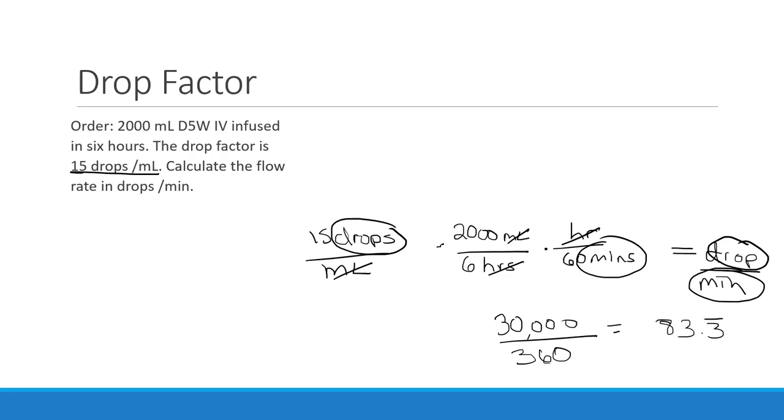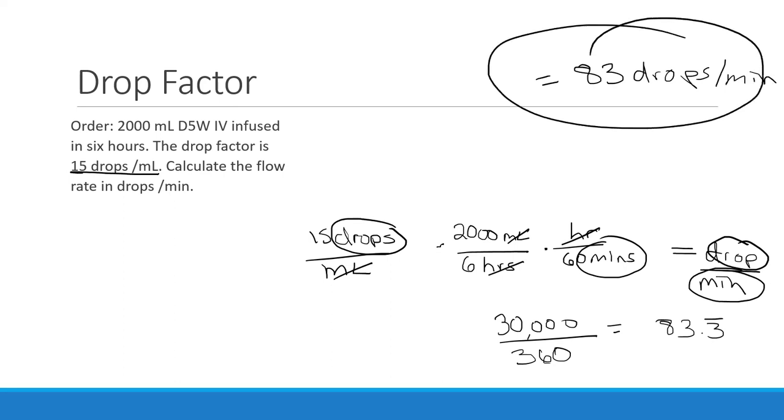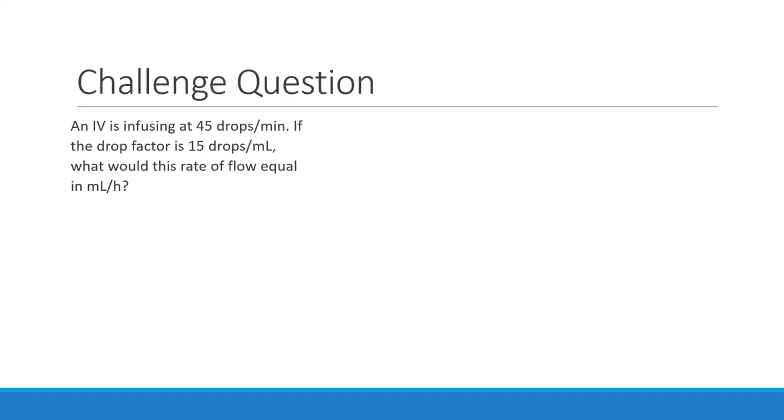83.3 repeating. Can I have 83.333 repeating? No, I have to round to the whole number. So that's going to give me 83 drops per minute. And that is my answer here. Okay, so now we'll go to the next one.